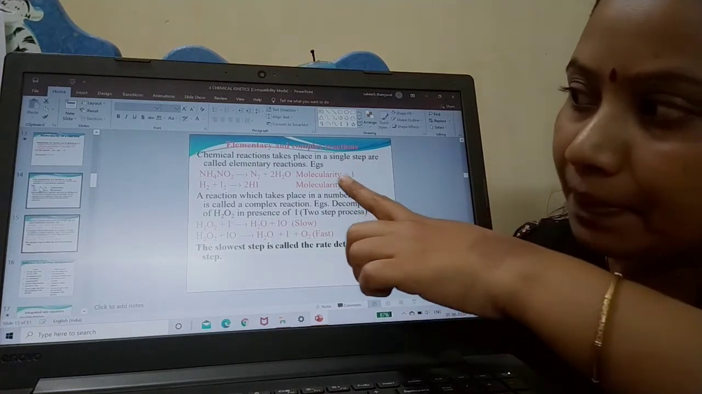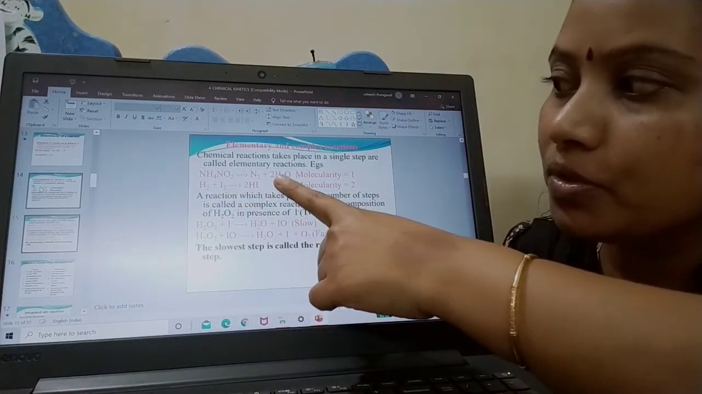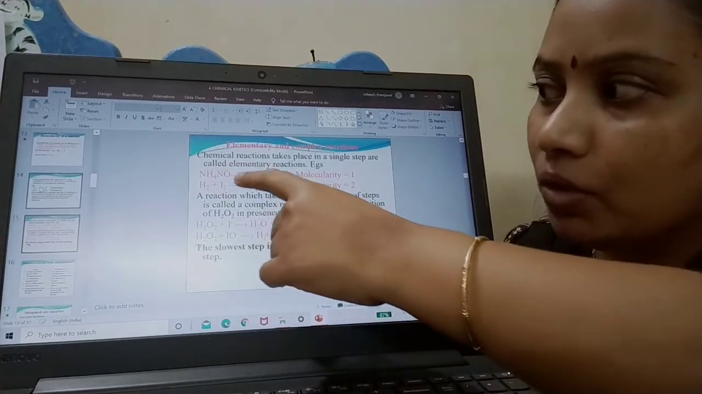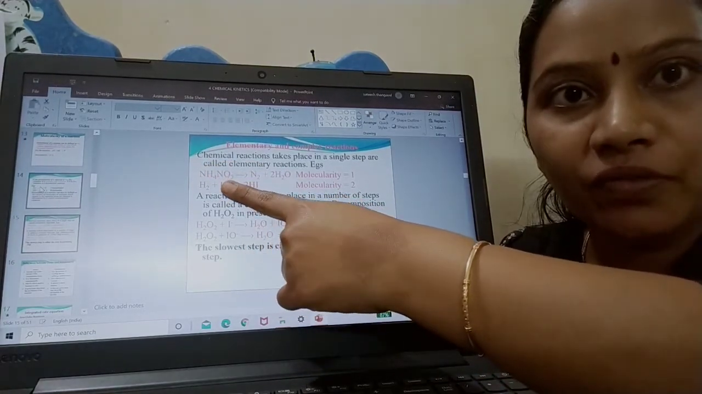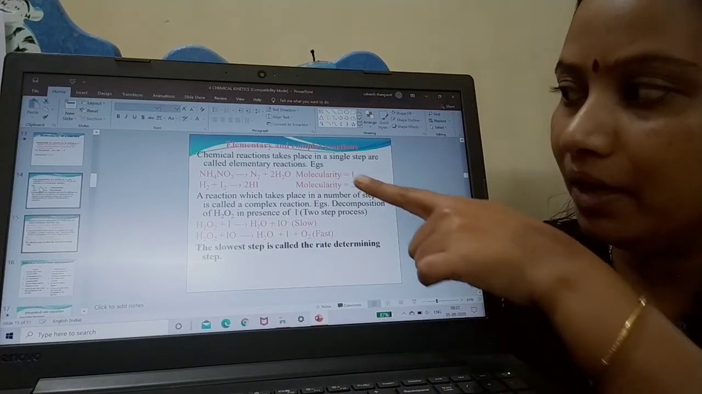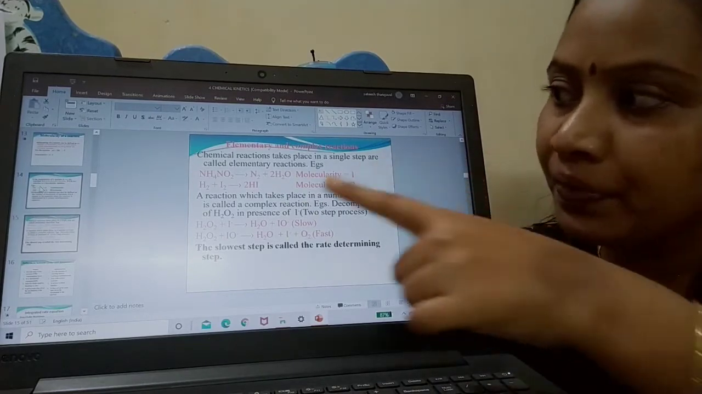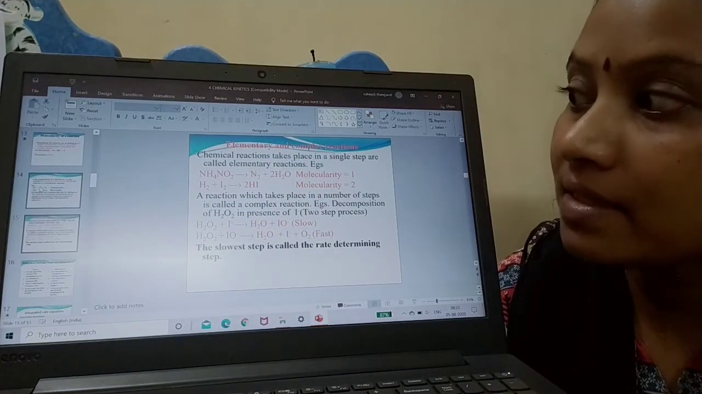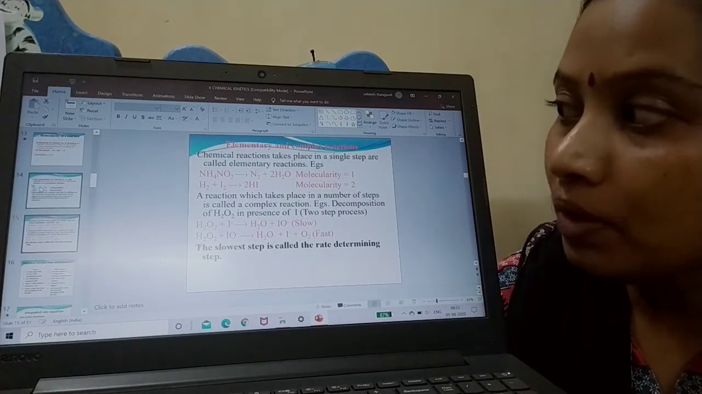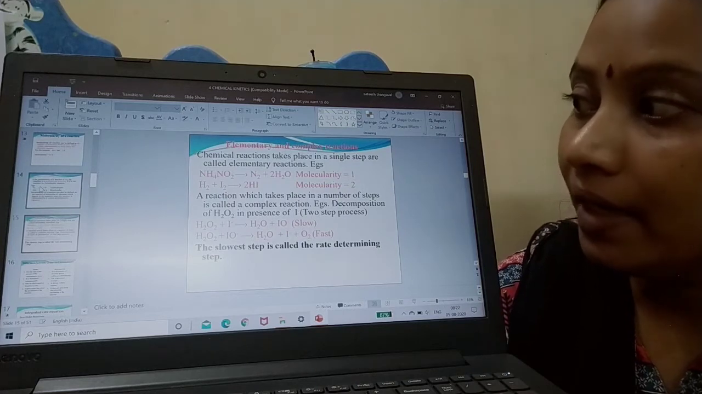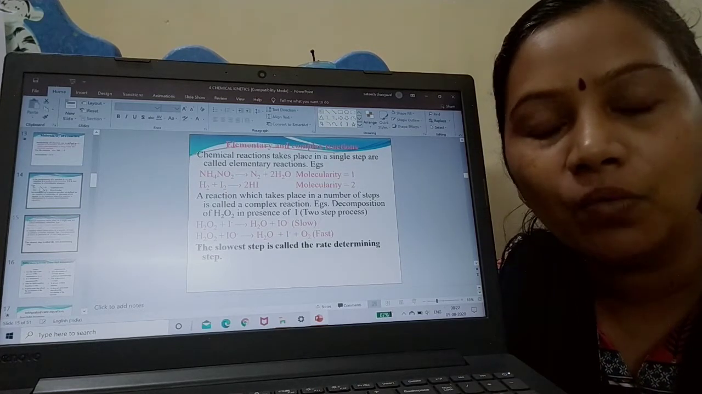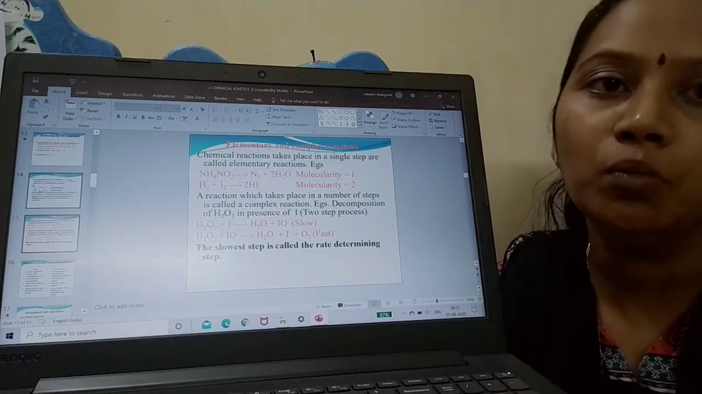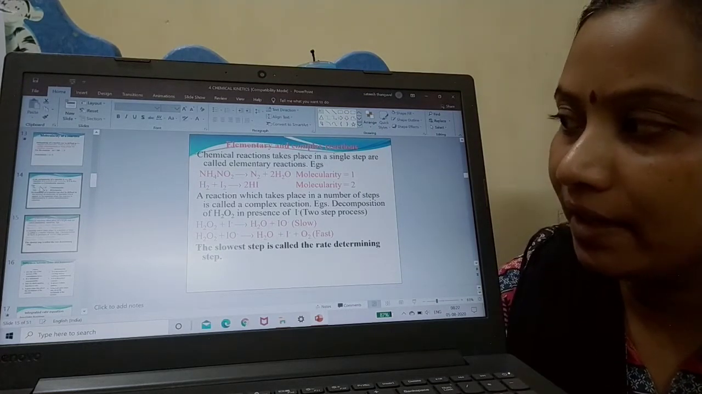Say for example, ammonium nitrate decomposes to give you nitrogen and water. Here the number of molecules of reactant is one, ammonium nitrate, so molecularity is 1. Consider the second reaction with two reactants, H2 plus I2 giving rise to hydrogen iodide. Here how many molecules are involved? Two molecules, a hydrogen molecule and an iodine molecule. So here the molecularity is 2.